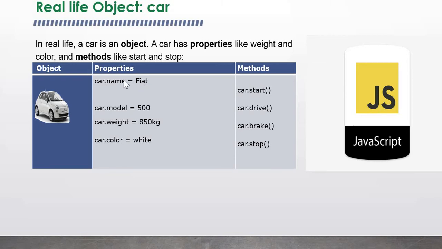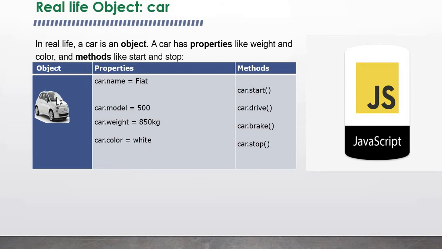So car dot name is one of the properties, right, one of the keys, and the value is the name, like Fiat, whatever it is. And then the car could have a model, so that is another property, where your key is model and the value is 500, right? Your car can have a weight, so this is another key or property, and the value is 850 kg. And also the car has a color, so this is another property of your car, one of the keys, and the value is white.